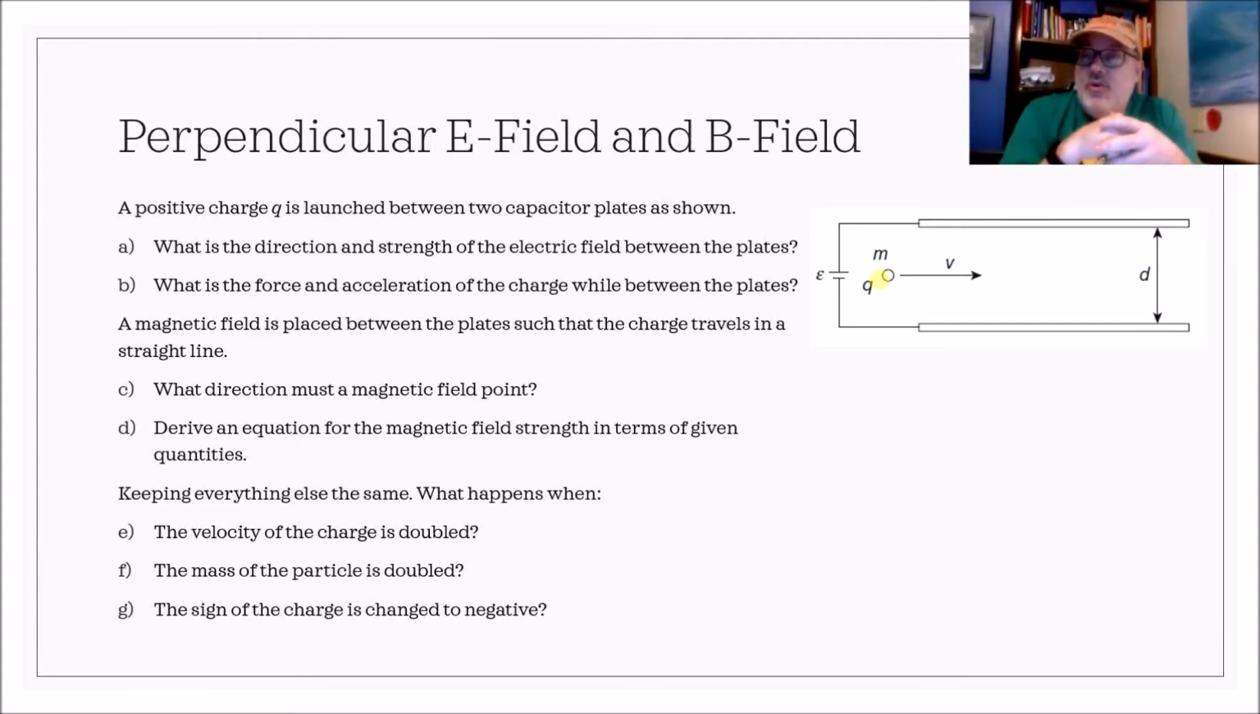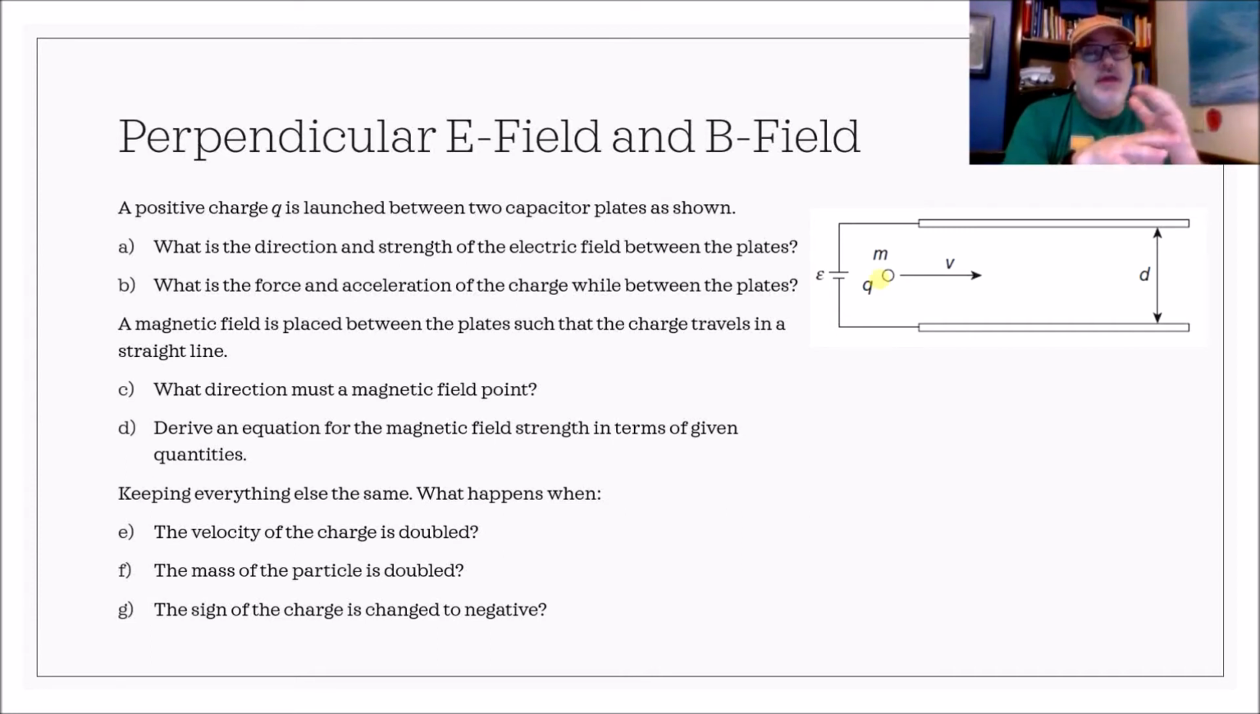So in this particular question, we have a perpendicular electric and magnetic field. We start with a positive charge that's launched between these two capacitors. It asks some questions about the electric field between the plates and what the force and the acceleration is on the charge that's moving between. And then it says we put a magnetic field between these plates to cause the charge to not curve but go straight. So we want to know what direction of the magnetic field will be required to make that happen and derive an equation for what that magnetic field strength will be.